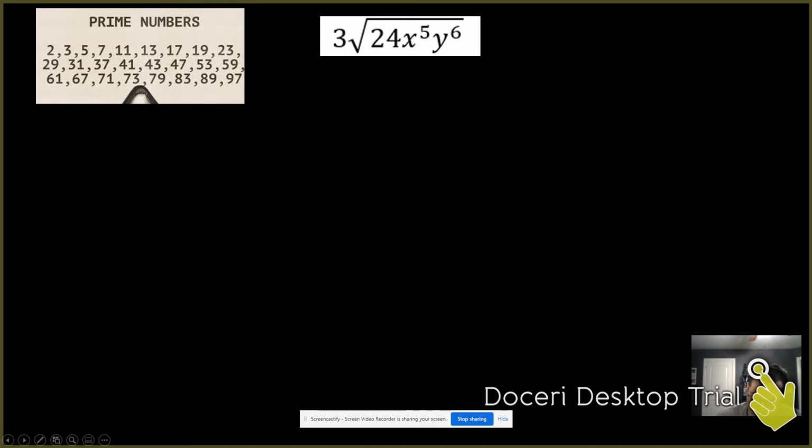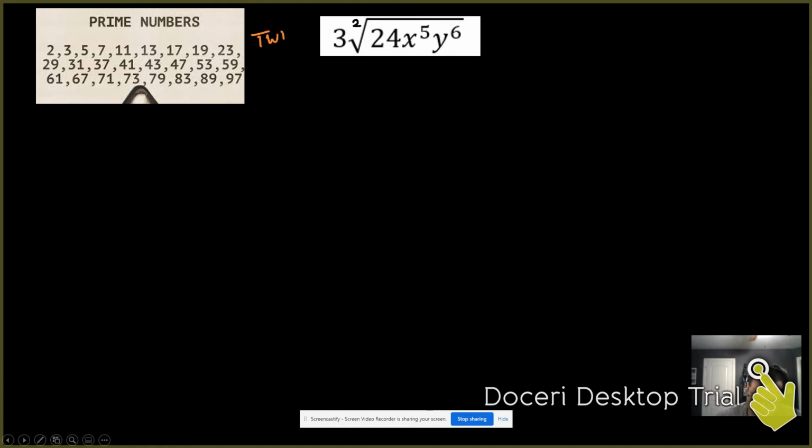Notice this time there are variables now. So for right now, let's just focus on the 3 and the 24, and then we'll take care of the variables in a second at the very end. There is no index on this particular example, so we're going to go ahead and assume there is a 2 there.